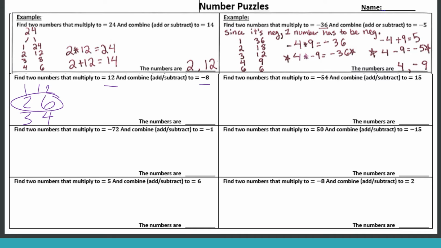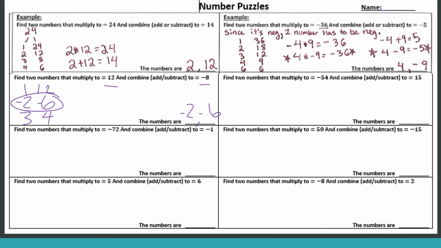The question is, now I want positive 12 when I multiply and negative 8 when I add them. So if I have to add them to get 8, that means both of them have to be negative. So I want negative 2 and negative 6. And when I multiply two negatives, I get a positive. So there's why I want both of them to be a negative.